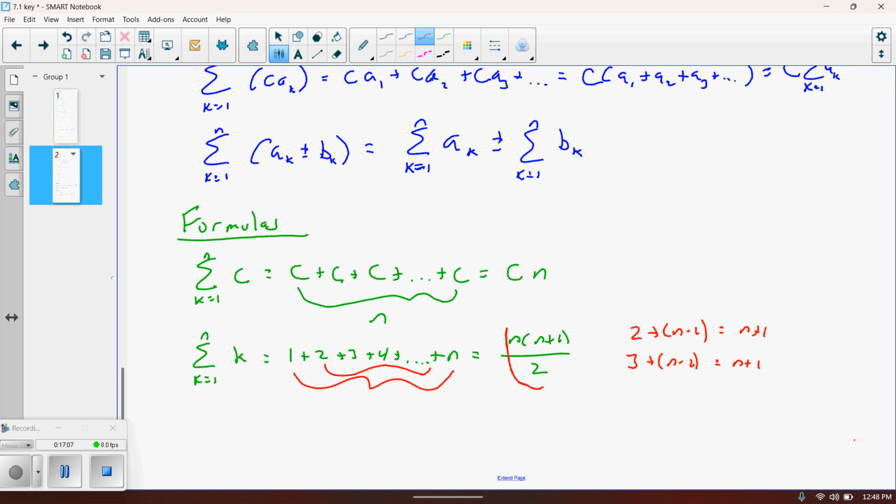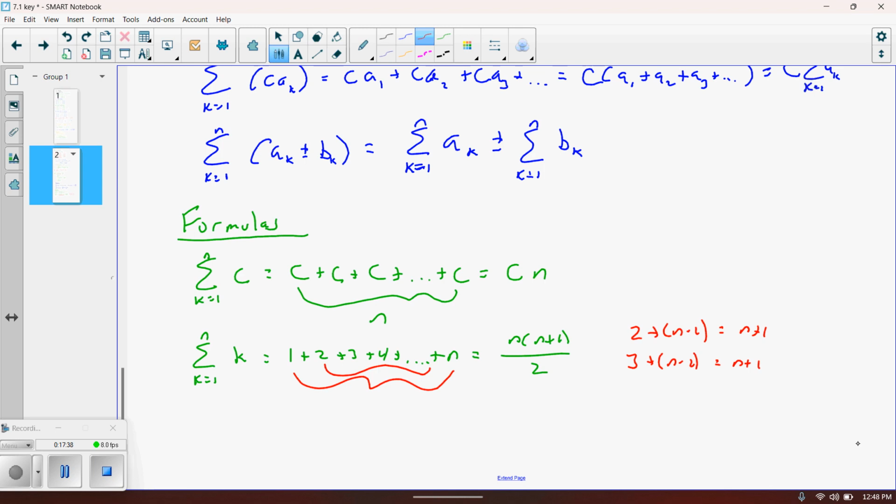Well, that's where this piece comes into play. The n divided by 2 says we're going to take half of the number of terms that we have and multiply it by n plus 1. Okay, if none of that really made any sense to you, you can always just choose to memorize the formula, but hopefully that does make a little bit of sense as to why you're getting n times n plus 1 over 2. The other ones here, I'm going to show you what they are.